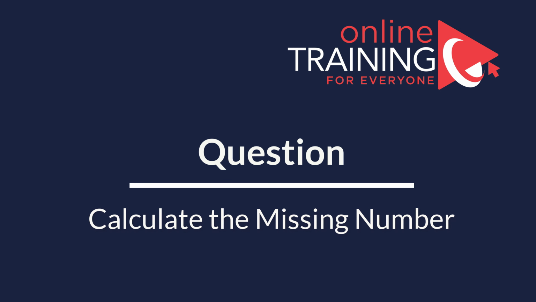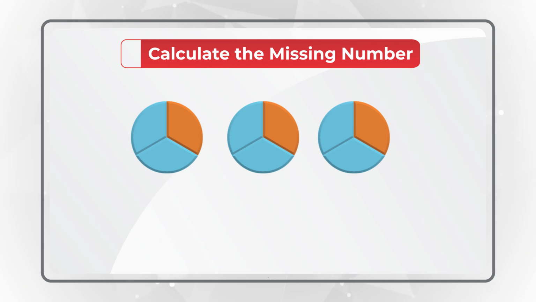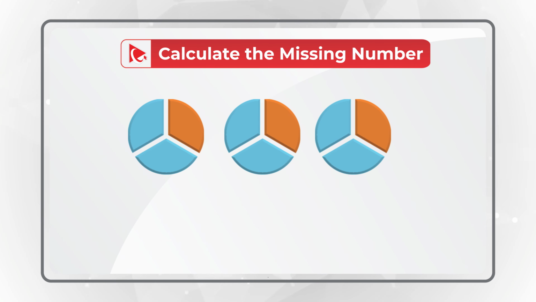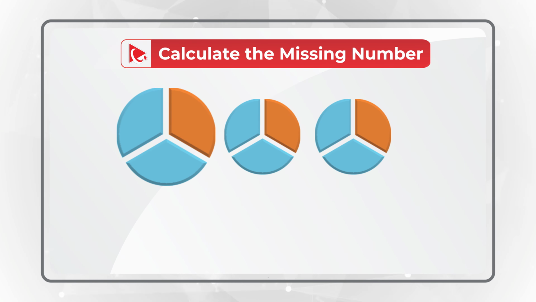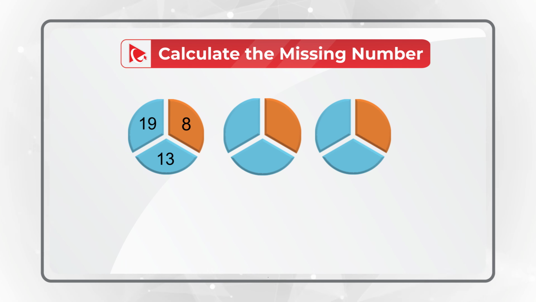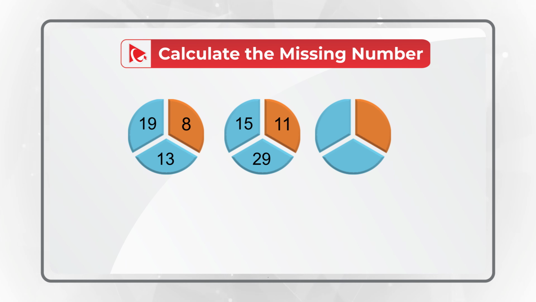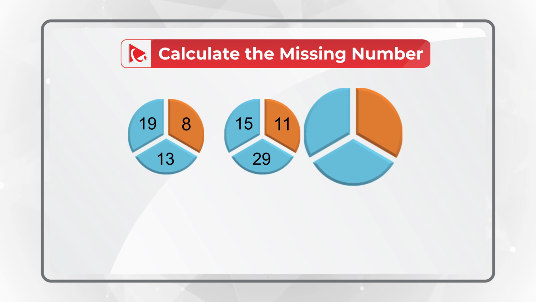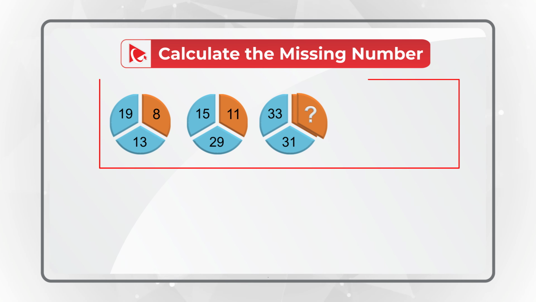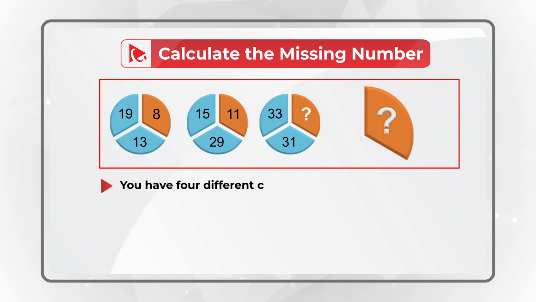Here's a puzzling question which has a very surprising solution. You're presented with 3 circles. Each circle is broken into 3 equal parts. The first circle has numbers 8, 19, and 13. Second circle has numbers 11, 15, and 29. And then the third circle has numbers 33, 31, and then one number is missing. You need to calculate the missing number out of 4 different choices.